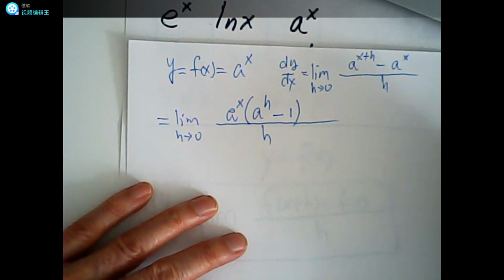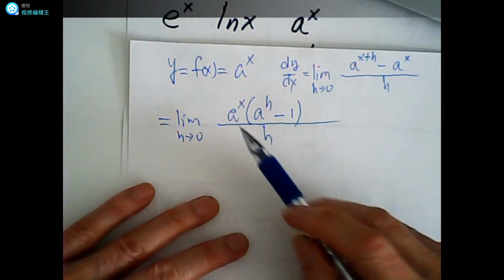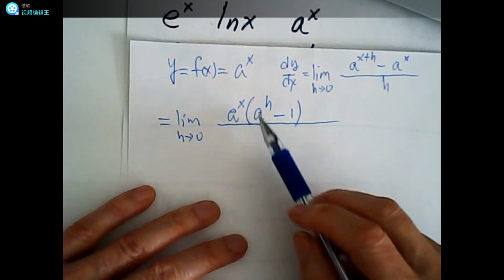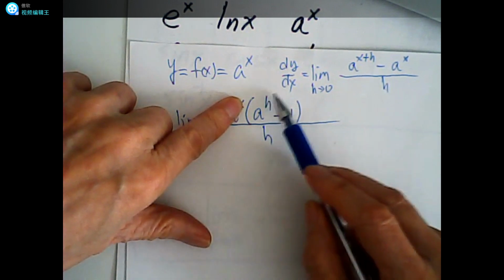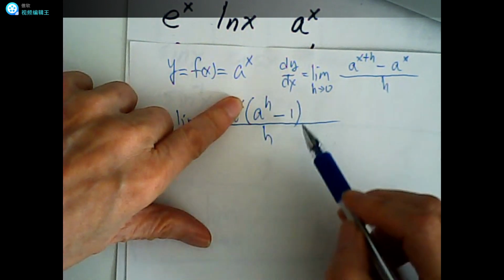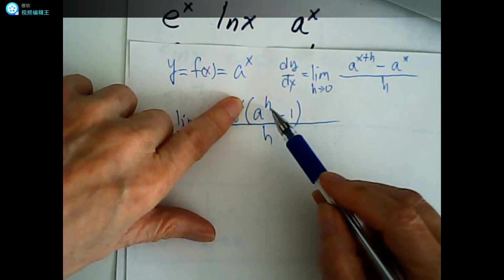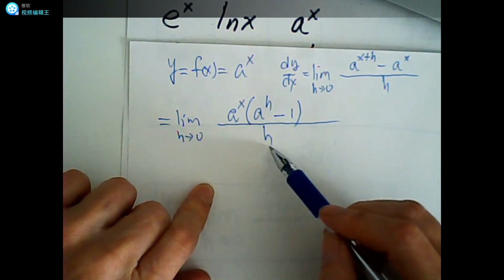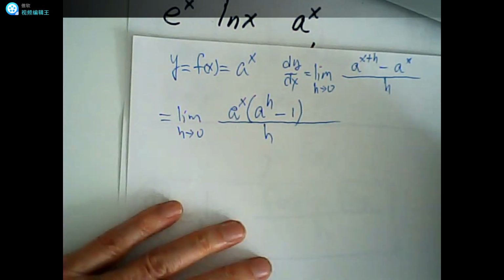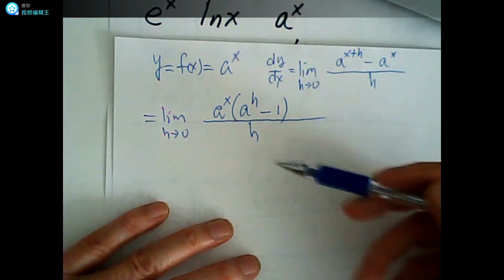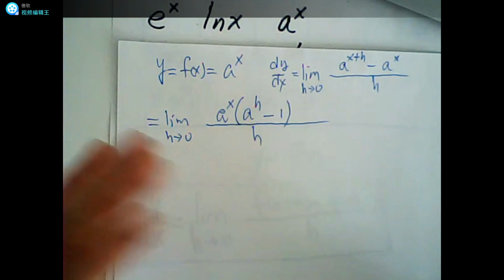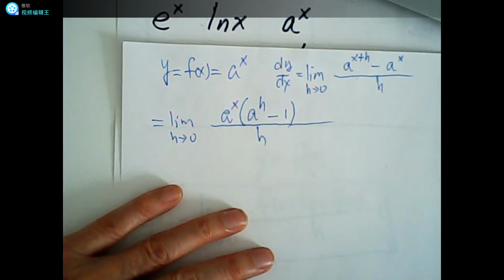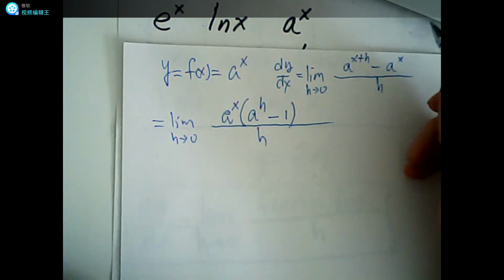And then what? This a to the x has nothing to do with h, therefore it could be taken out. Now we find this limit. This is approaching 0, so the numerator is 0 and the denominator is 0. Of course, you cannot use L'Hopital's rule, because L'Hopital's rule needs a derivative. Now we are finding a derivative by definition, so we cannot use a derivative to do it. So what to do?